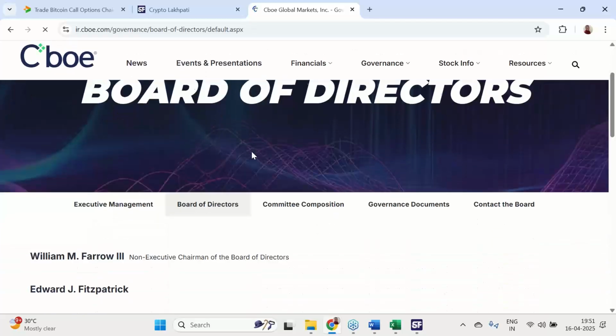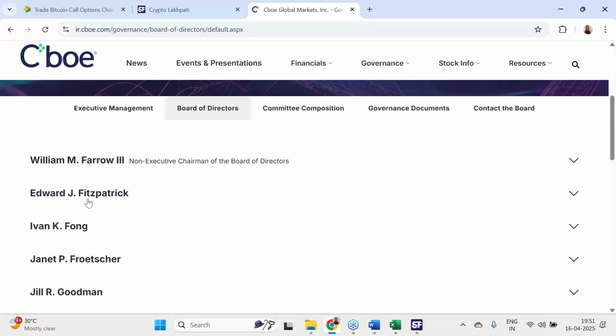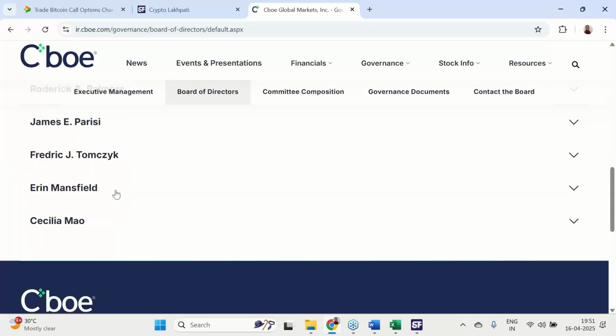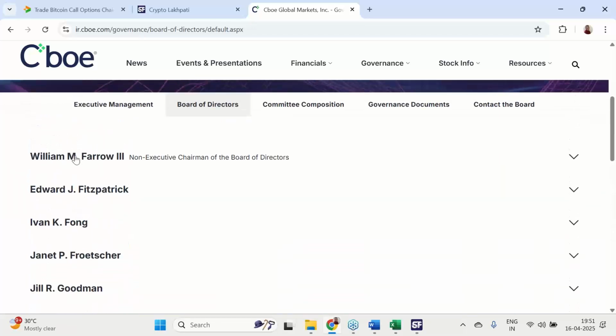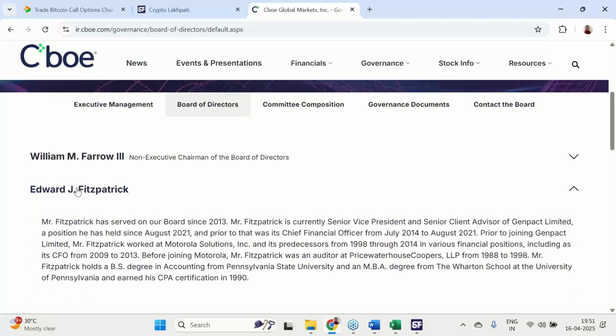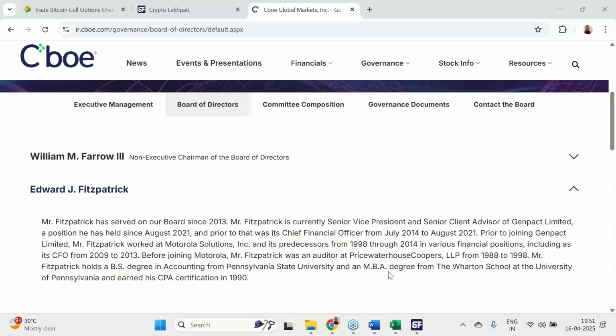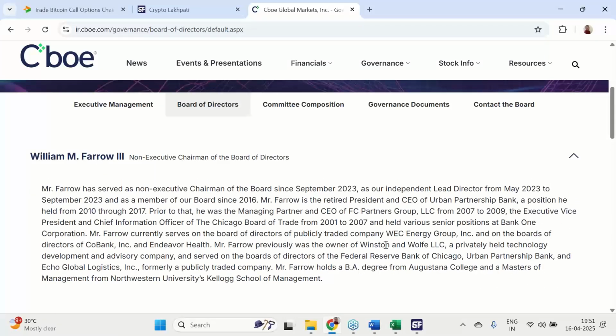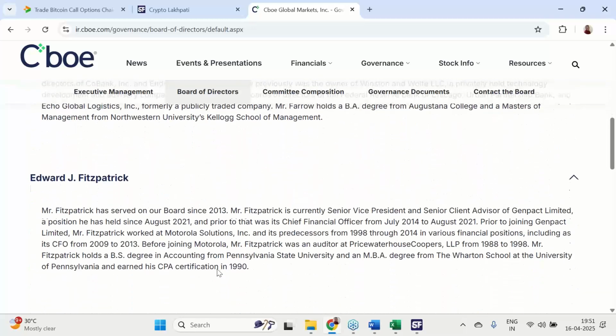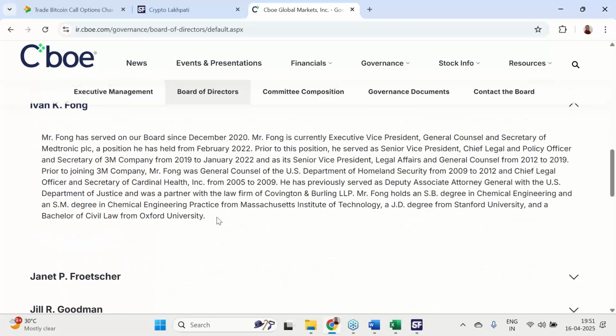Have a look, introspecting our own thing. I am not here to criticize anyone. So these are the people, board of director, executive committee, governance documents. These are the huge group of people. Take anyone here, senior vice, see their profiles. So where they have worked, what is his degree? Here you see what is his degree, where he worked, what contribution he has given, all these things you can see. So you can see here all their degrees and all their credentials are there.